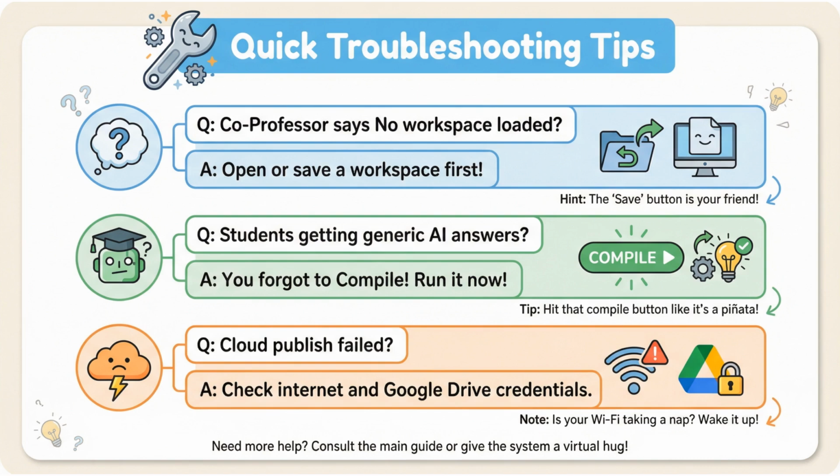For quick troubleshooting, if the co-professor says, "No workspace loaded," open or save a workspace first. If students report generic AI answers you haven't compiled yet, run compile, then publish again. And if Cloud Publish fails, check your internet connection and Google Drive credentials. The live log will show you the exact error.